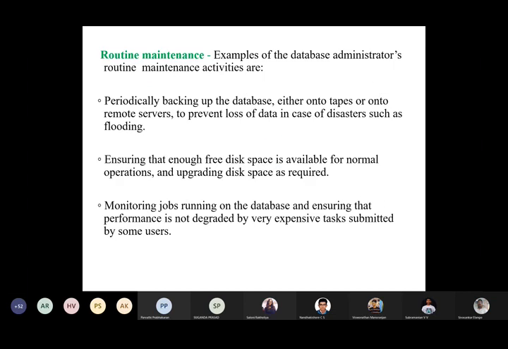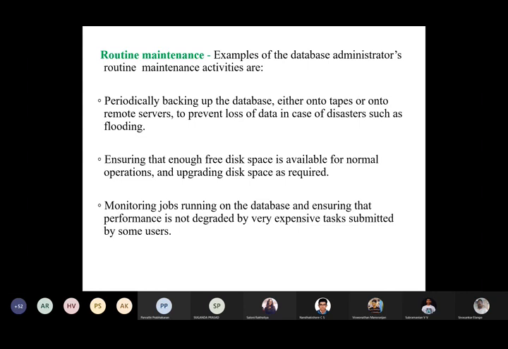And routine operations. Routine operations done by a database administrator include periodically performing backup operations onto magnetic tapes, disks, or remote servers to prevent loss of data in the case of disaster such as flooding or fire, right? So the backup operation has to be taken care of by the DBA.